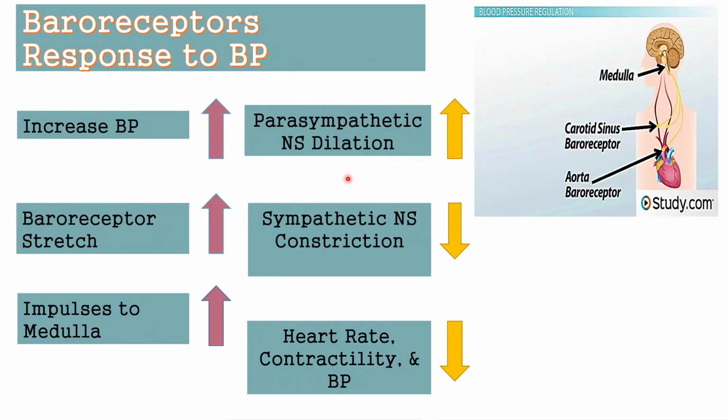I'm trying to remember this slide. It's been so long since I taught this slide. Hang on one second. So if you have increased blood pressure, you have impulses to the medulla, you have an increased baroreceptor stretch, increases blood pressure. What ideally we want to do here when the parasympathetic nervous system takes over is it will decrease the constriction and return heart rate to normal. I think that's what the slide's supposed to be showing.